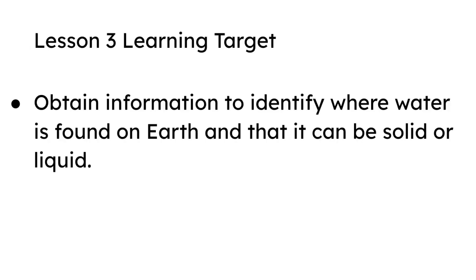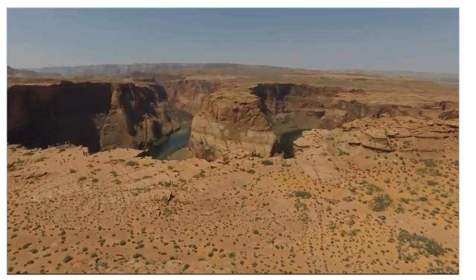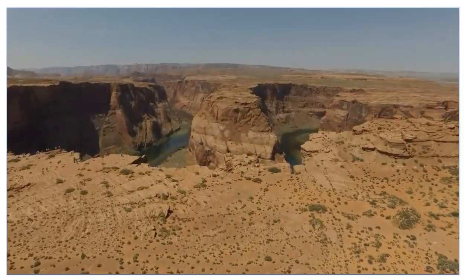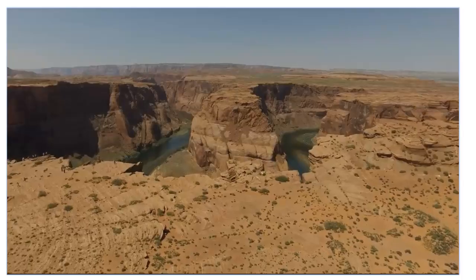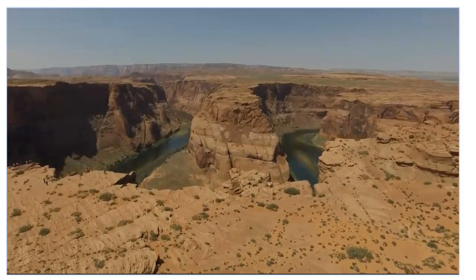By the end of this lesson, students will have obtained information to identify where water is found on Earth and that it can be solid or liquid. In Lesson 4, students will apply what they've learned to create a map. For the optional Extend, you can show the video clip of Horseshoe Bend and have a discussion about students' observations.